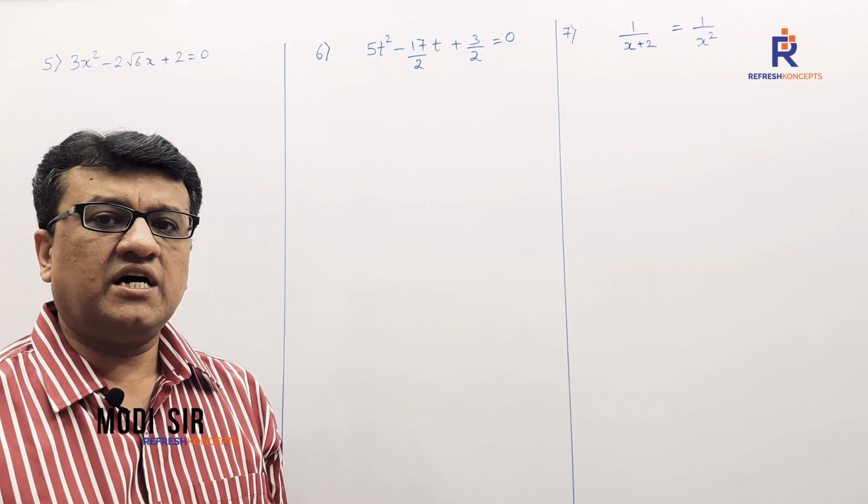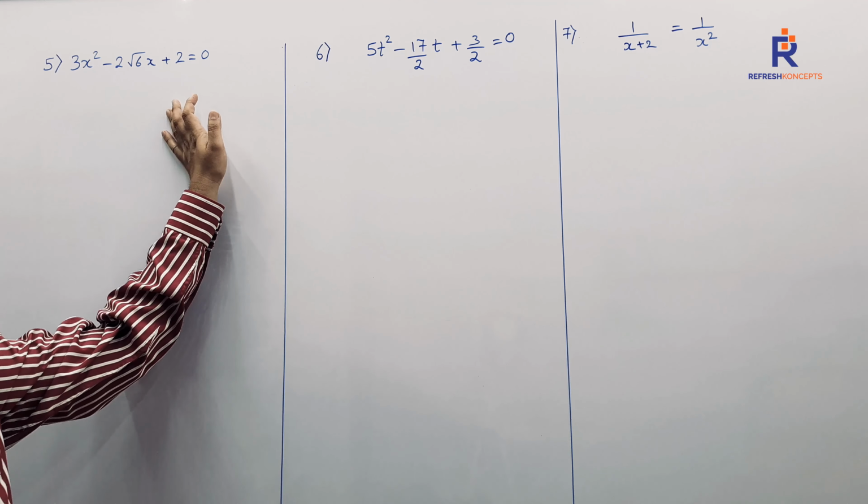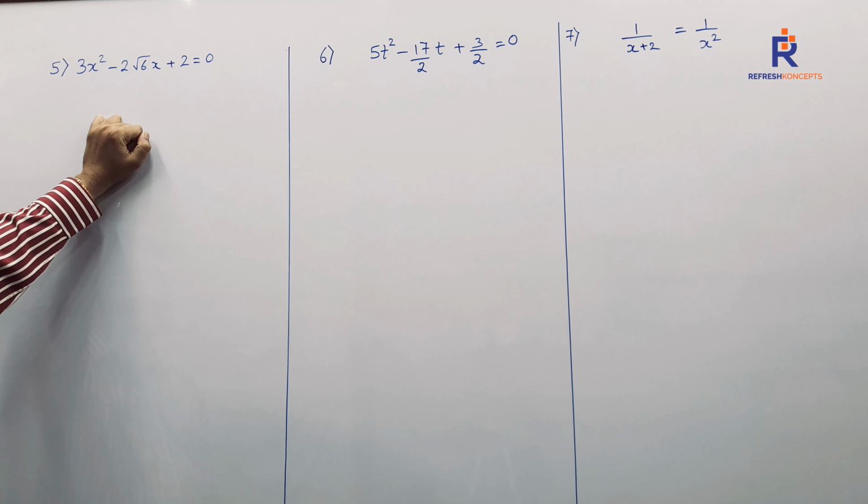Let's inch further into how to solve a few more sums by using the method of factorization. Now children, the next sum we have is 3x square minus 2 root 6x plus 2 equals to 0.